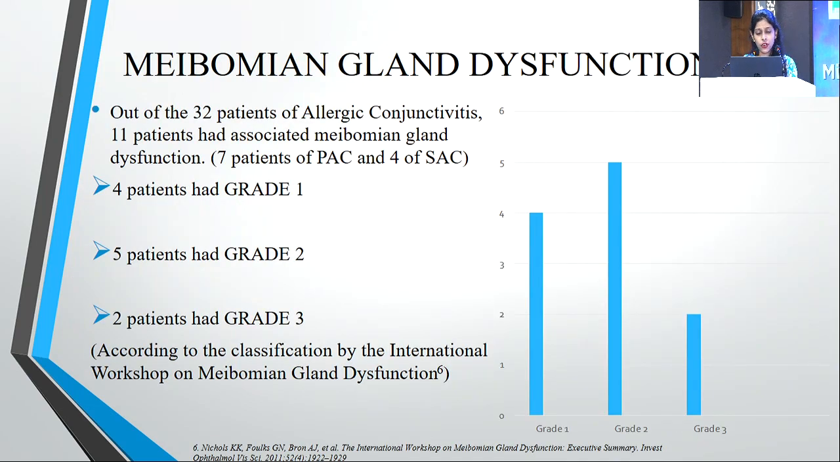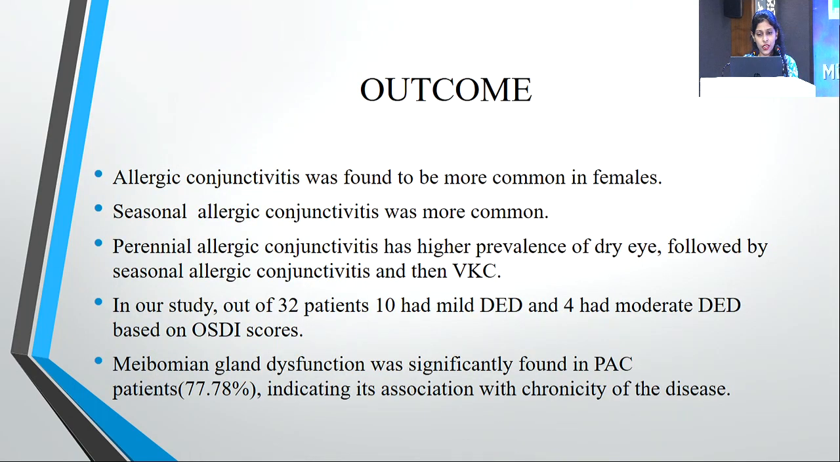Coming to meibomian gland dysfunction, out of the 32 patients, 11 had associated meibomian gland dysfunction, out of which 4 patients had grade 1, 5 had grade 2, and 2 had grade 3, and 7 were of perennial allergic conjunctivitis. So my outcome was that allergic conjunctivitis was found to be more common in females, and seasonal allergic conjunctivitis was more common. Perennial allergic conjunctivitis has a higher prevalence of dry eye, followed by seasonal and then VKC. In our study, out of 32 patients, 10 had mild dry eye disease and 4 had moderate. Meibomian gland dysfunction was significantly found in perennial allergic conjunctivitis patients at 77.78%, indicating its association with the chronicity of the disease.